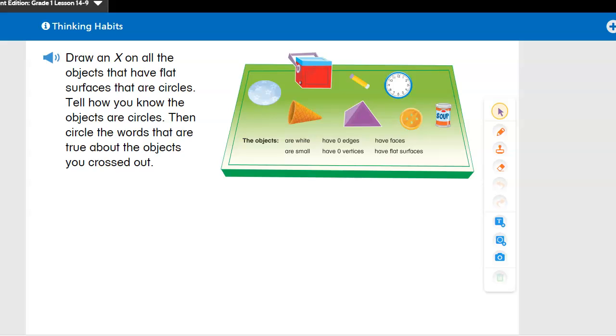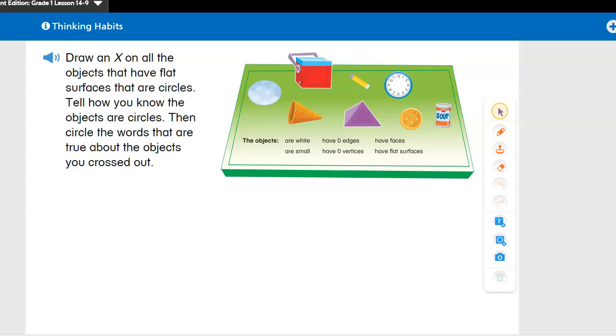So we're going to begin with our solve and share, just like we do every single lesson. You should be seeing something similar on your page to what you see on the screen. It says draw an X on all the objects that have flat surfaces that are circles. Tell how you know the objects are circles.